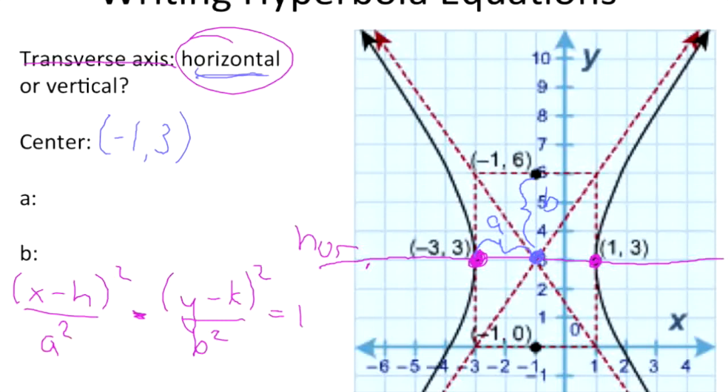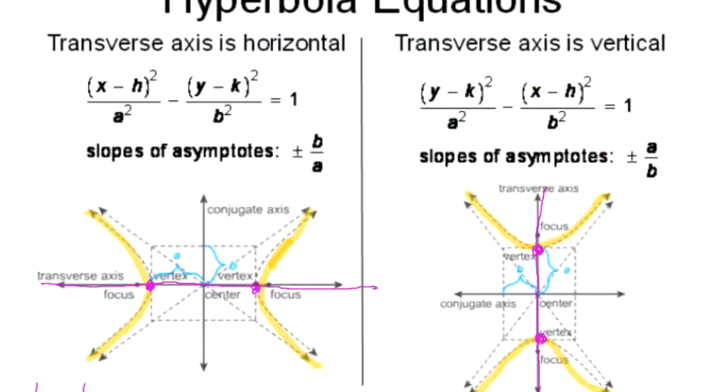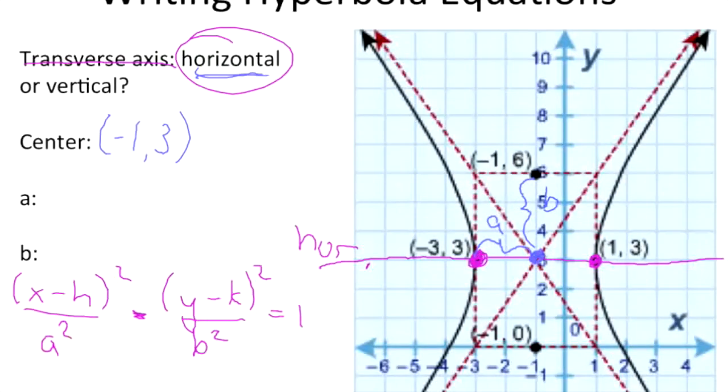And how do I know that? Let's go back to my picture of the horizontal transverse axis. It says your a is side to side, your b is up and down. So you just have to keep your pictures handy and use them. You don't have to have it memorized. So a is side to side, b is up and down. My a would be 1, 2. My b would be 1, 2, 3. So I get 2 for my a, 3 for my b.